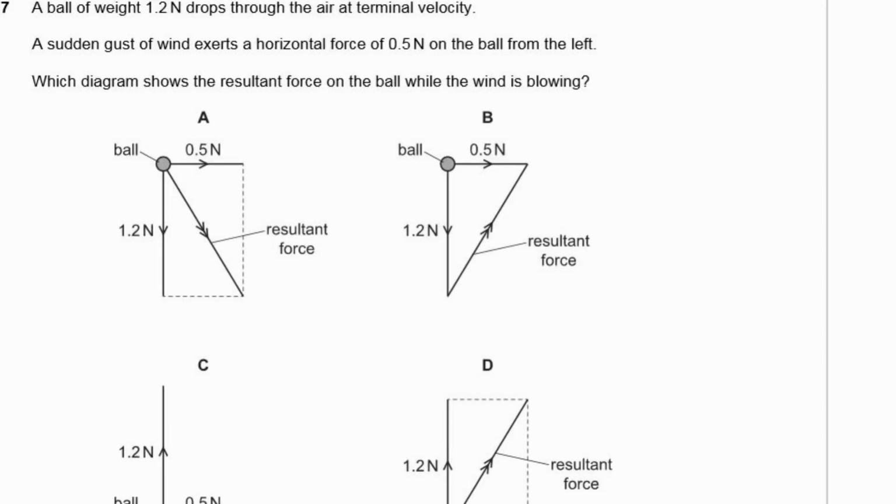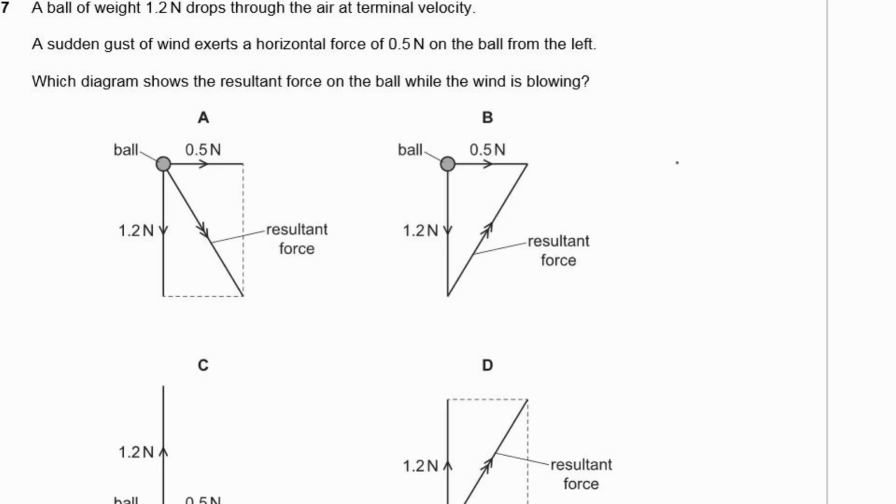Question number 7. A ball of weight 1.2 newtons drops through the air at terminal velocity. A sudden gust of wind exerts a horizontal force 0.5 newtons on the ball from the left. Which diagram shows the resultant force on the ball while the wind is blowing?